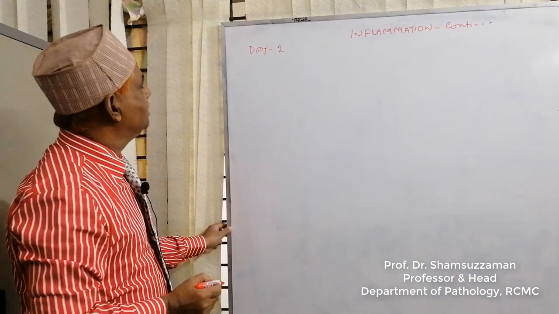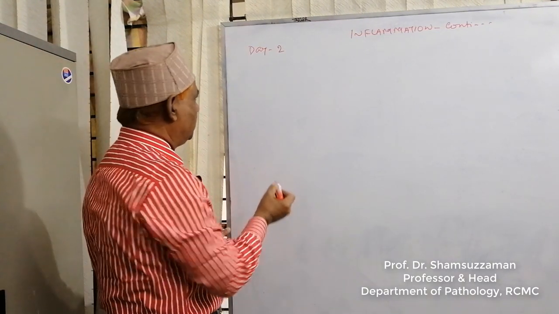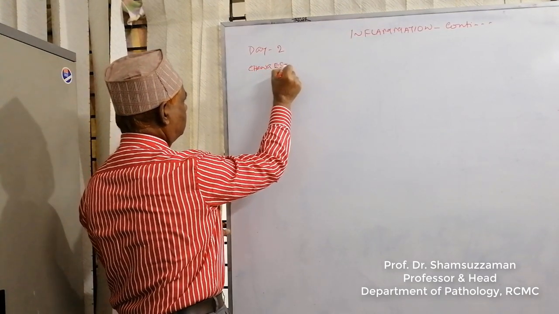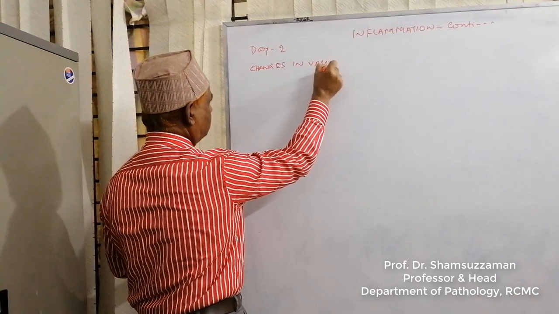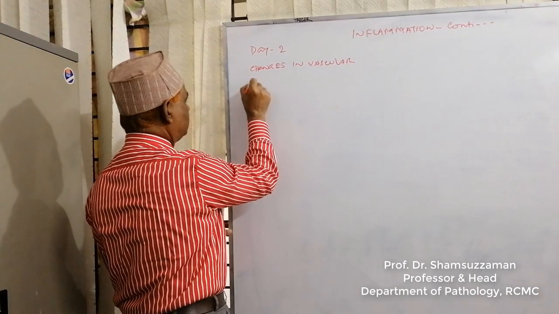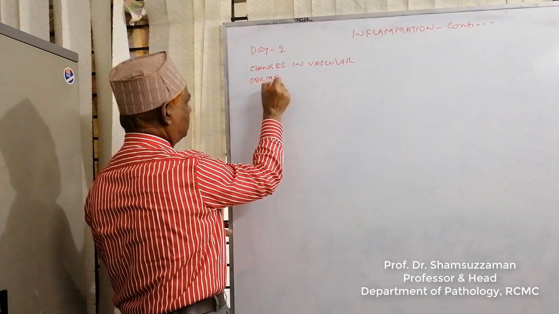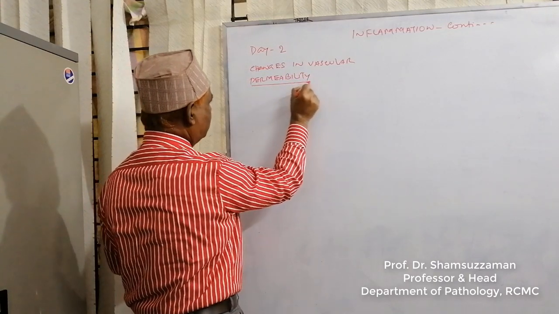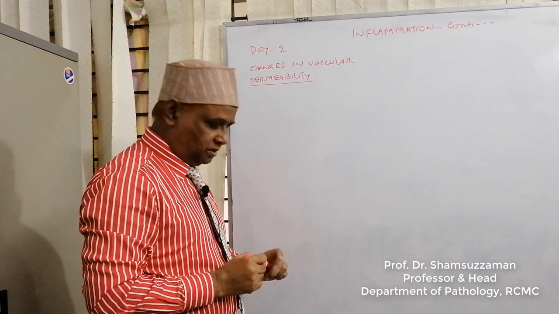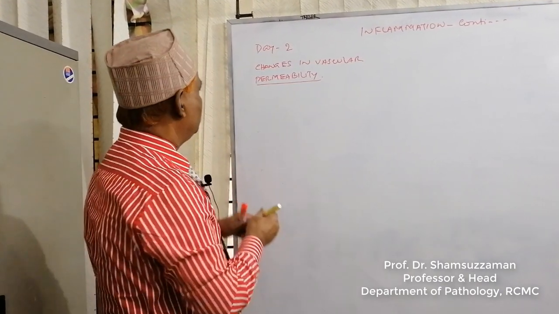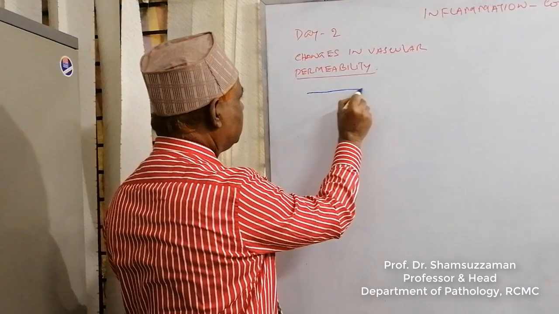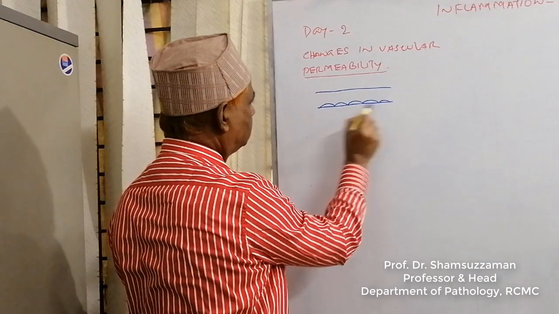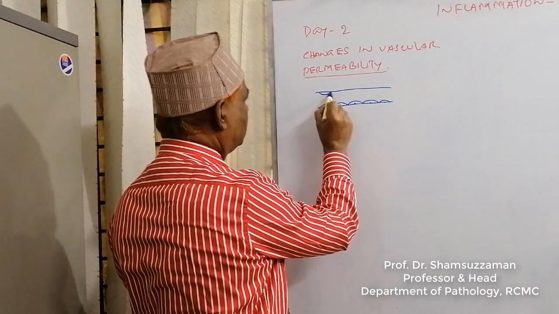Today's topic is changes in vascular permeability in acute inflammation. Dear audience, we know this is a blood vessel in the tissue. This is the endothelial lining.